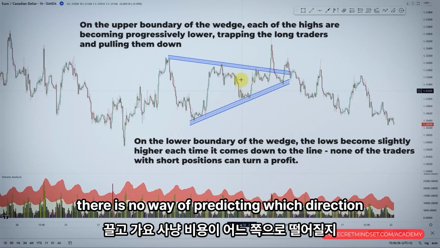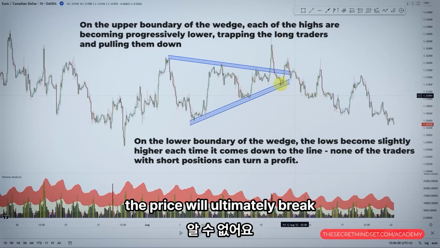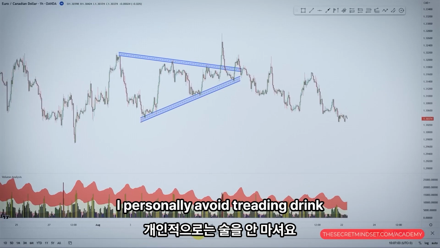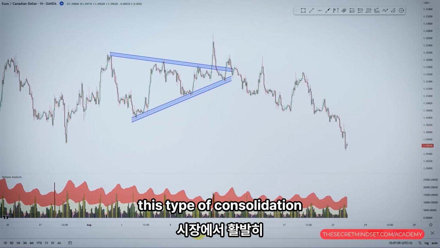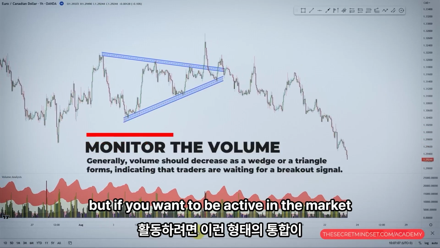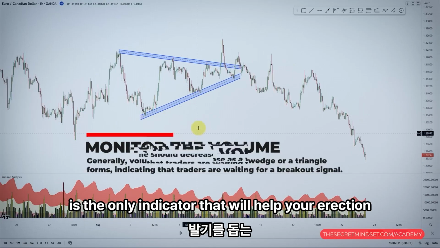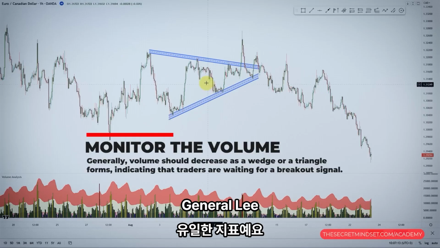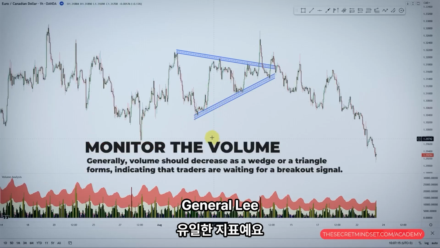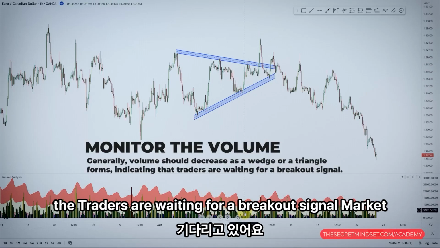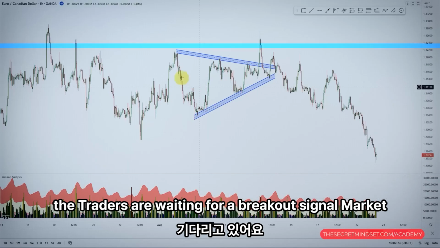There is no way of predicting which direction the price will ultimately break. I personally avoid trading during this type of consolidation, but if you want to be active in the market, volume is the only indicator that will help you to anticipate the future direction. Generally, volume should decrease as the wedge or the triangle pattern forms, indicating that traders are waiting for a breakout signal.